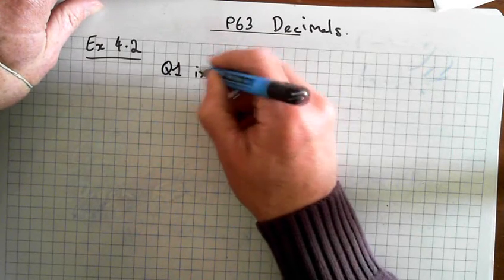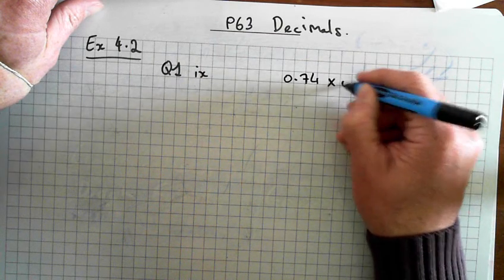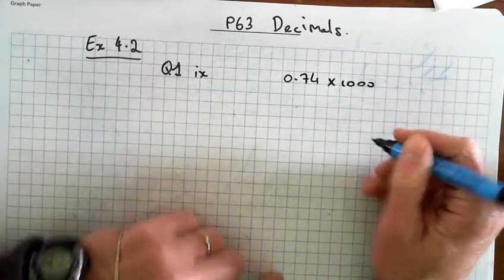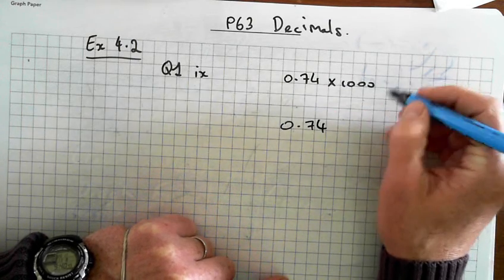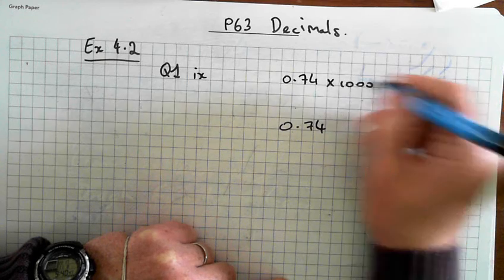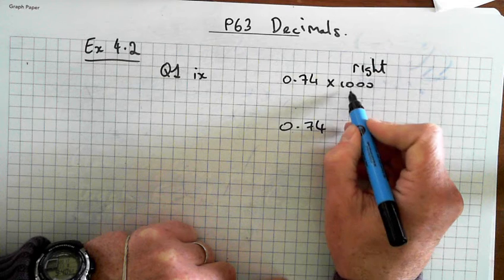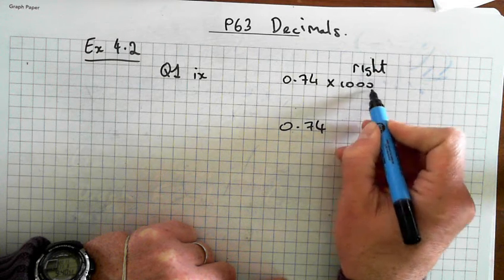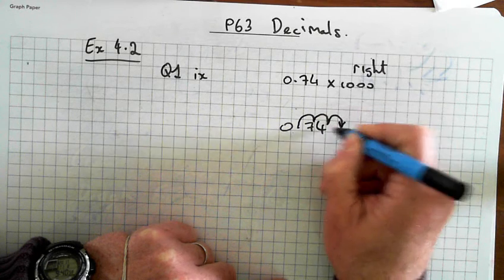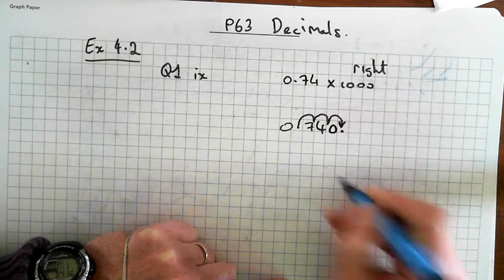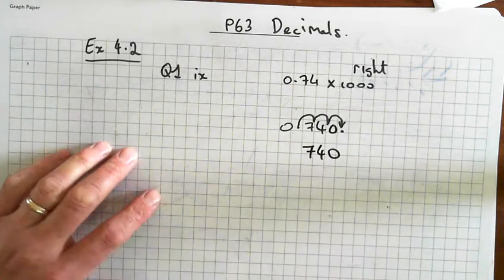Question 1 IX. So it's 0.74 multiplied by 1000. I'm going to write it out again. Which way am I going to move the decimal point, right or left? Right. If you see 1000, you move it right. How many places do you move? You see three zeros, so you move it 1, 2, 3, and the decimal point ends up there. So I need a 0 there. So it's 740.